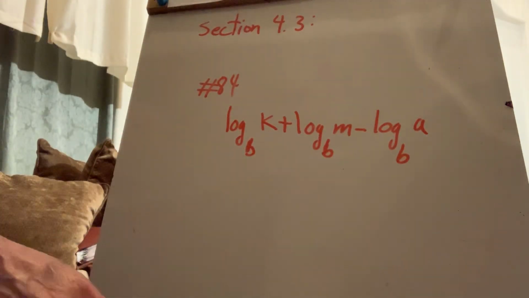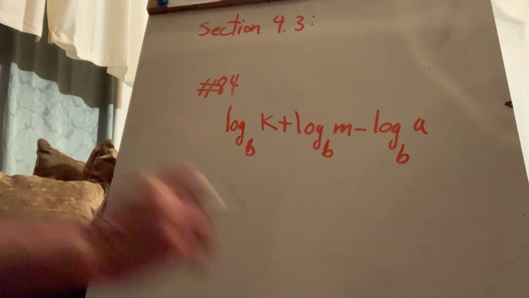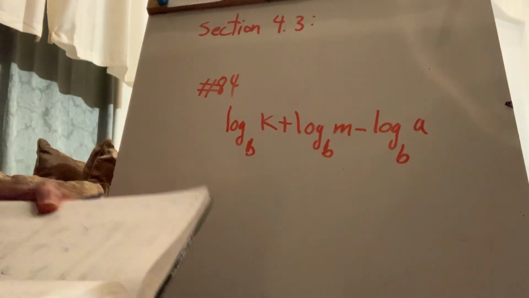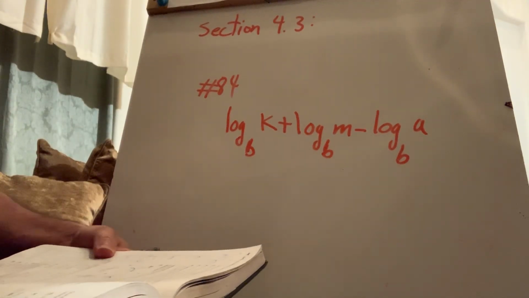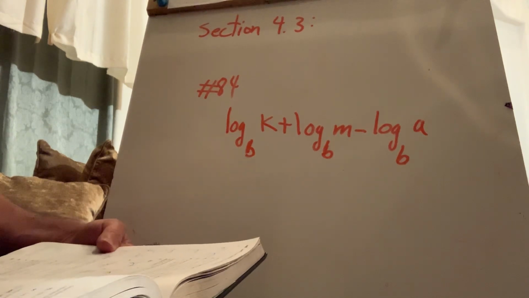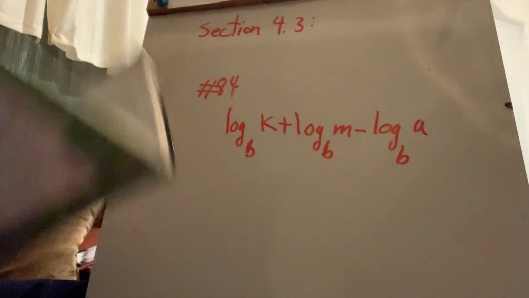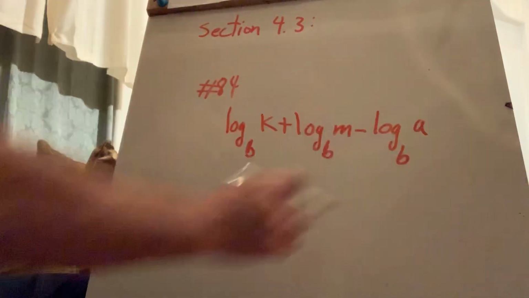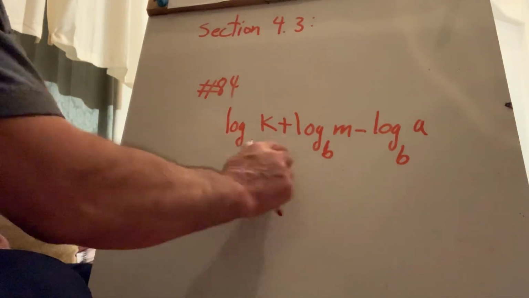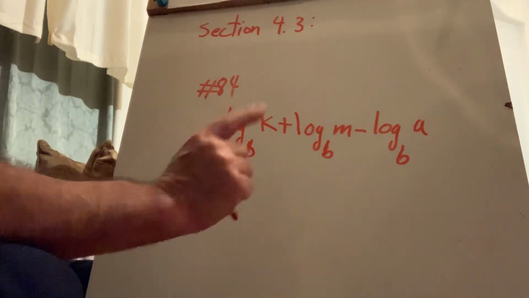Okay. Now, let me just read the instruction from the book. This is pretty clear. I know the last group was a little bit ambiguous, but this one I think is more clear. It says to write each expression as a single logarithm with coefficient 1. Okay, so he wants us to write this expression as a single log, which means only one log, not 3 logs like here, with coefficient 1.